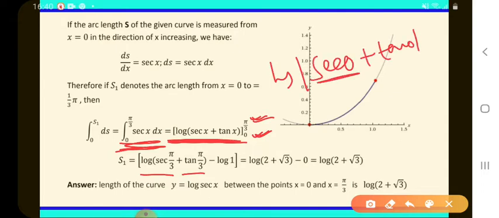Okay, what is secant 0? It is 1. Plus, what is the value of tan 0? 0. So log of 1 plus 0. So I write just log 1.